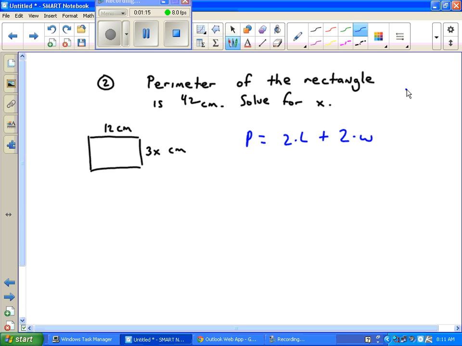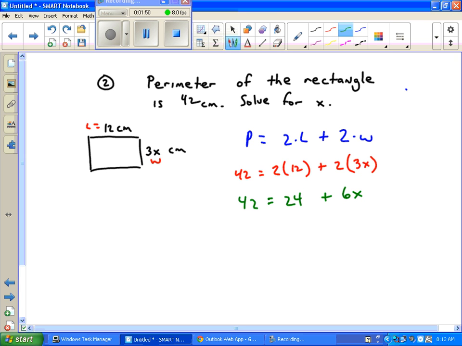If we know our perimeter is 42 centimeters, it doesn't matter which one you call length and which one you call width, let's just keep it consistent. We'll say this one's length and this one over here is width. 2 times your length is 2 times 12, plus 2 times your width is 2 times 3x. So notice we went from having 3 variables, P, L, and W, to only 1 variable, x. So we'll go ahead and simplify it. 2 times 12 is 24, plus 2 times 3 is 6x, equals 42.